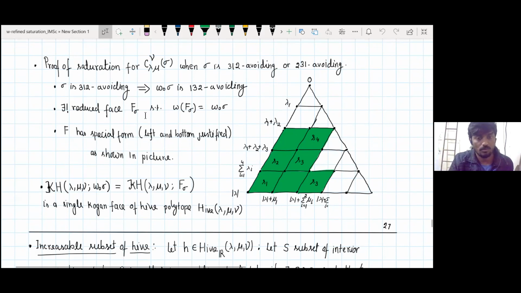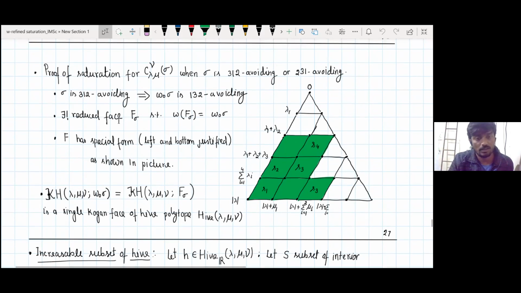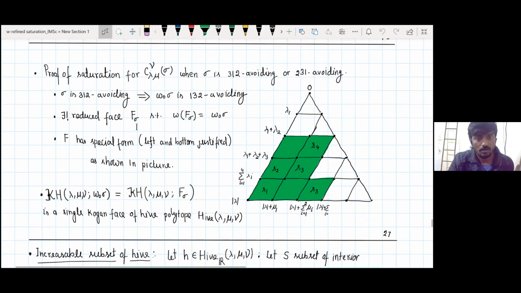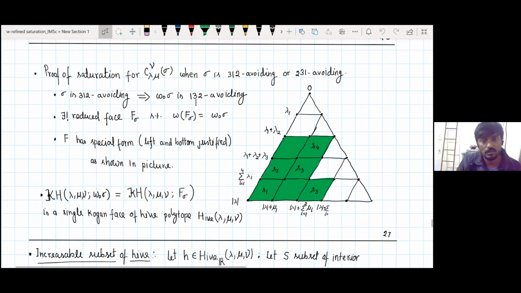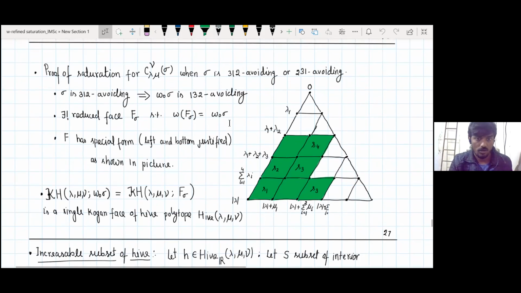Before, I told you that if you take any permutation, there could be many reduced phases and we take the union over them. But here, because this is the special form, a 132 avoiding permutation, there exists a unique reduced phase that we call F sigma, such that the reduced word corresponds to w naught sigma. And not only that, this F sigma has a special form.